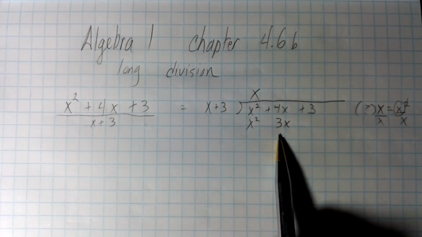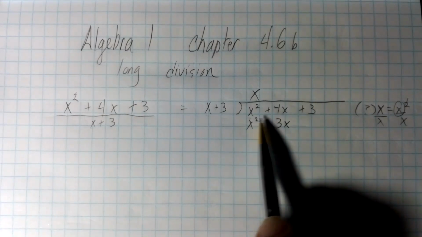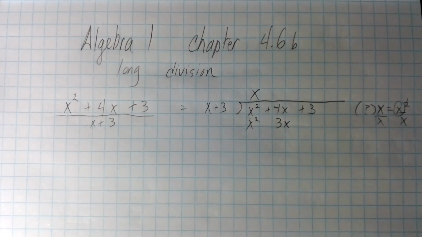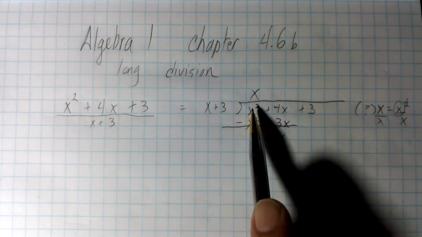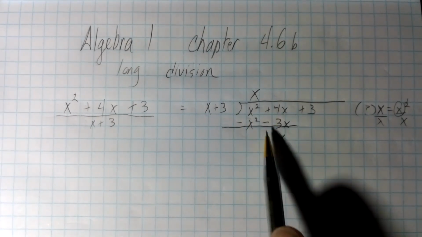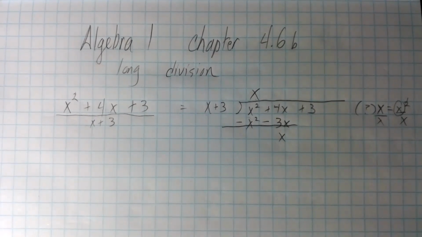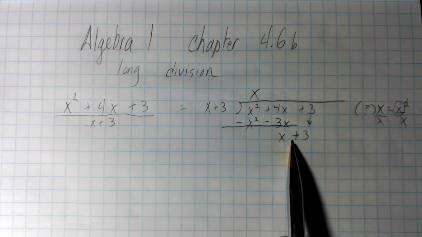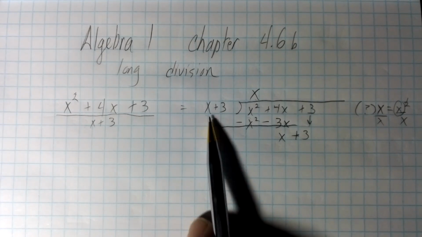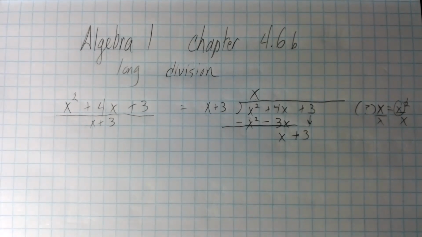Now I'm going to be sure to place my 3x under the term that has just the x, and now I have to minus both. And I end up just getting x. x squared minus x squared is 0. 4x minus 3x gives me an x, and then I'm going to bring down my 3. And now I have an x plus 3. Very convenient. x plus 3 here, x plus 3 here.